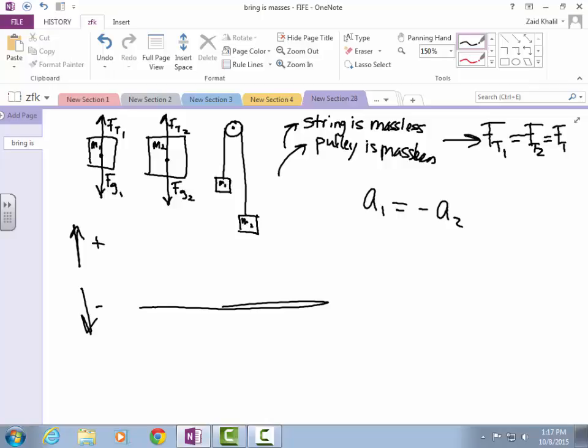Notice, if M1 equaled M2, what's the acceleration? That's right. If M1 equals M2, A1 is 0. Does that make sense? Yeah, it should. What's the maximum value that A1 can have?